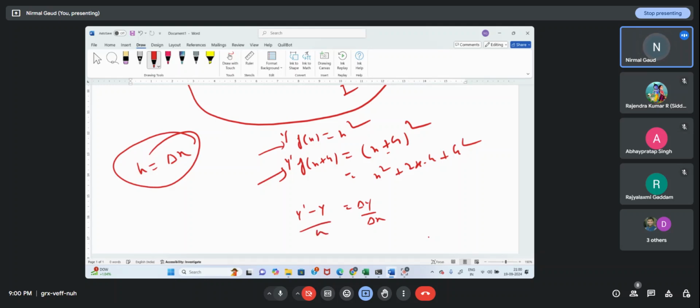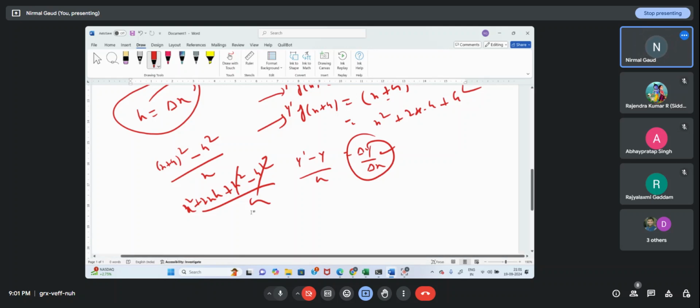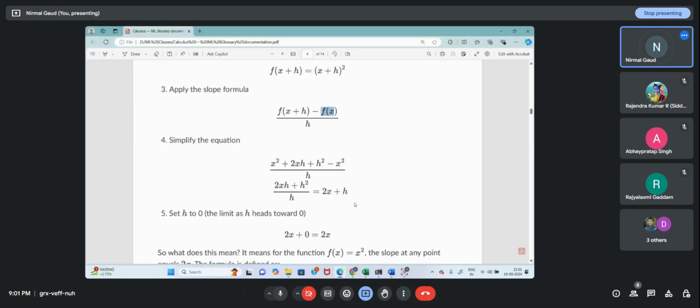So obviously, if I need to calculate the slope, I need to put them in a formula: (x plus h) whole square minus x square, divided by h. That's what I need to do. You can open up the formula. It will be x square plus 2xh plus h square minus x square upon h. So this will cancel out. How are you going to cancel h now? How can you cancel x?